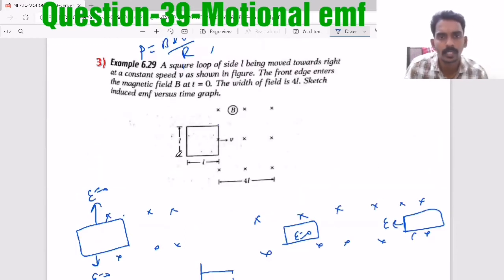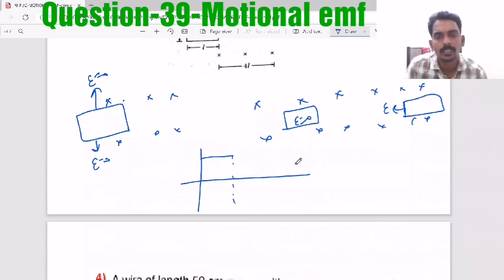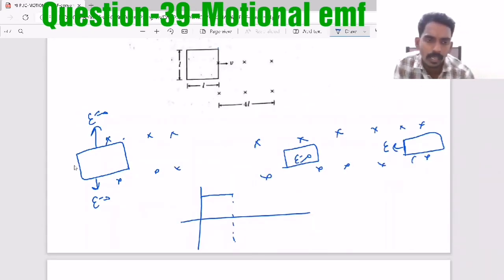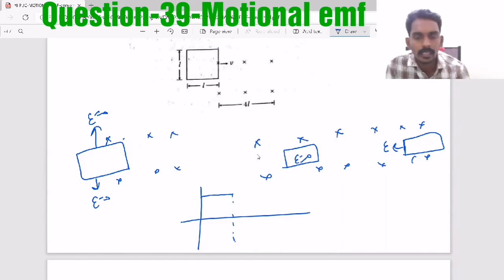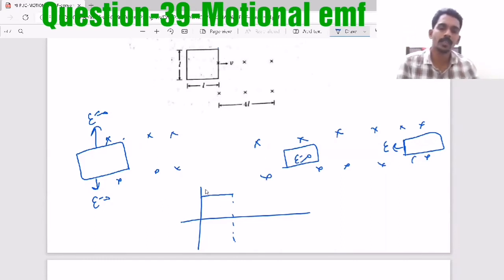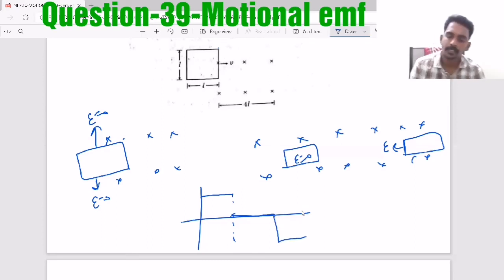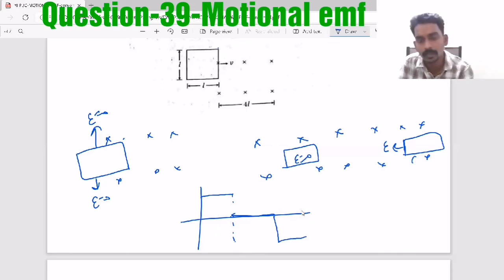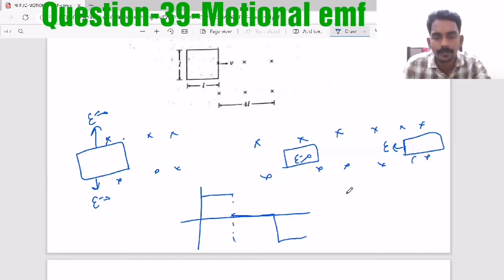So they are asking for the variation of EMF with time. As long as it is entering, until it enters completely inside, the induced EMF is constant across this end. And then it becomes 0 as long as it is completely inside. The moment it starts coming out, the EMF will have the same value but opposite, because now the flux keeps decreasing. As it is entering, flux increases. As it is coming out, flux keeps decreasing. So that kind of graph will come for the variation of EMF across the loop.